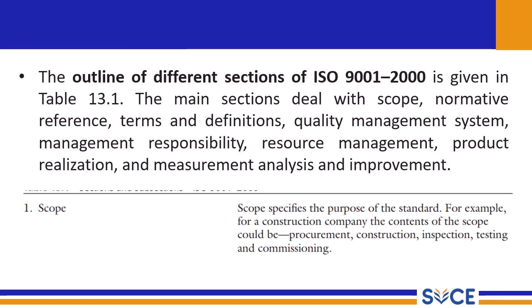I'm just going to give you an overview of ISO 9001, Table 21. You can see that table here. The different main sections deal with scope, normative references, quality system, responsibility, resource management, product realization, and so on. We are going to see the different sections in the ISO document and the role of each section. For example, scope specifies the purpose of the standard. For a construction company, the contents of scope should be procurement, construction, inspection, testing, and execution.